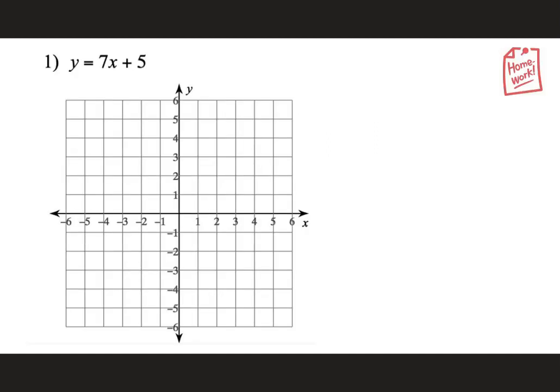All right, just to make sure we got it, we're going to do a couple more problems here. This is from the homework. So first thing, we're going to write our y-intercept. So our y-intercept is going to be 0, 5. So there's that point. And my slope, m, is equal to 7. But I'm actually going to write that as 7 over 1. So that means we're going to go up 7, right 1.